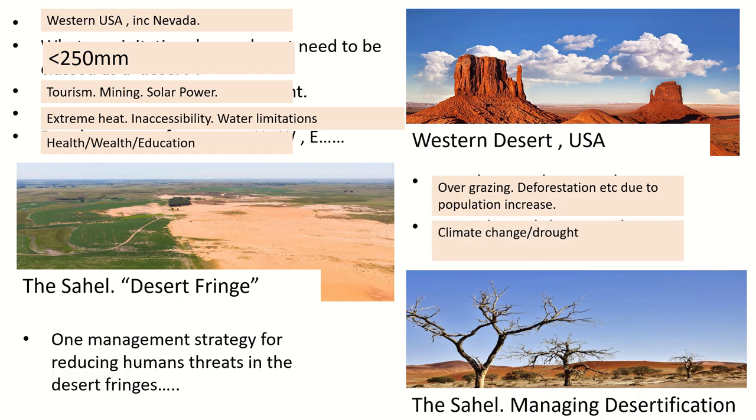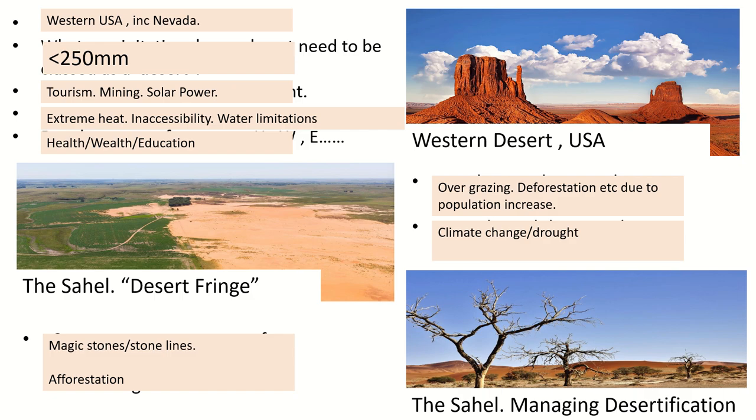And the physical threats would be like climate change and drought, which dry the soil out, making it easy for the wind and rain to wash that soil away. And then lastly, a management strategy for reducing human threats on desert fringes, well, magic stones and stone lines and afforestation. Now, well done if you've got the majority of those questions right.